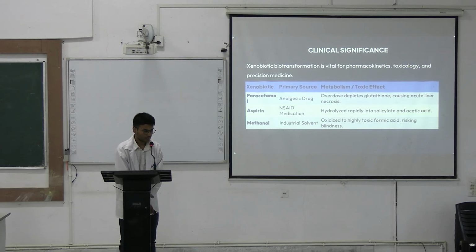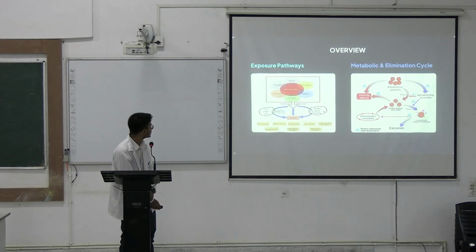Then is aspirin, which is an NSAID medication, hydrolyzed to salicylate and acetic acid. And then is methanol, which is an industrial solvent, which is oxidized to highly toxic formic acid, which induces blindness. Thank you. And this is the exposure pathway and metabolic elimination cycle.